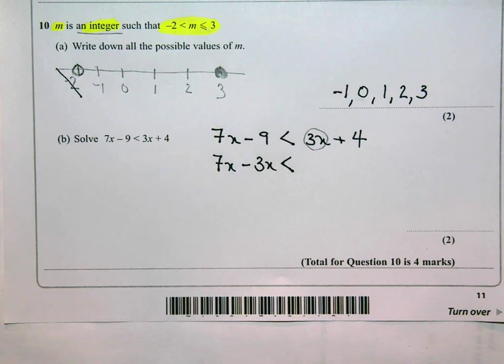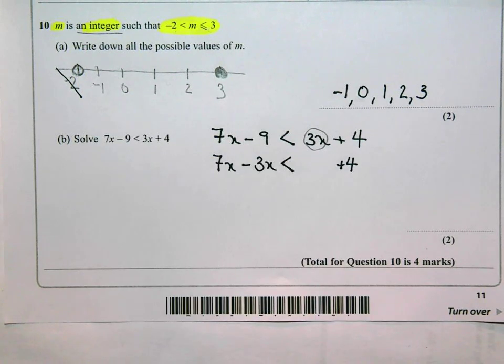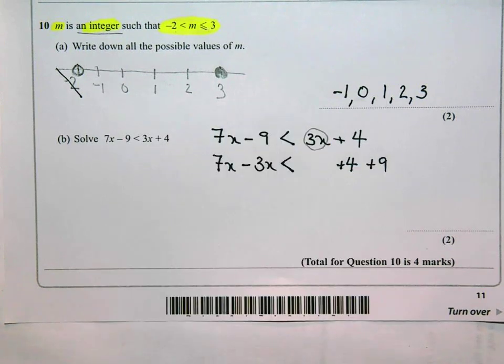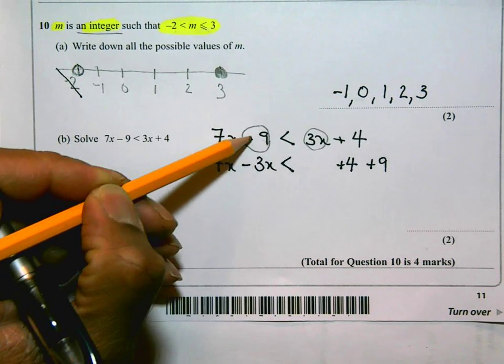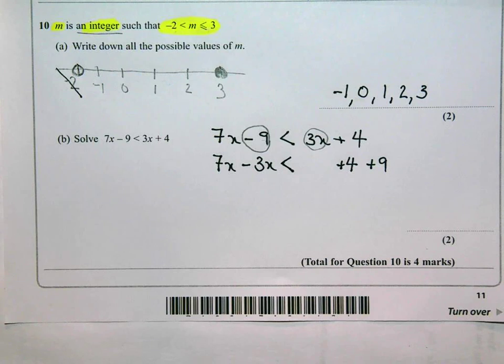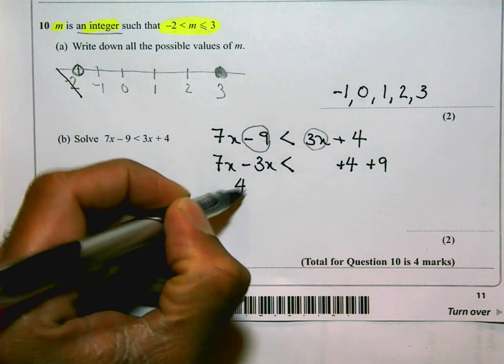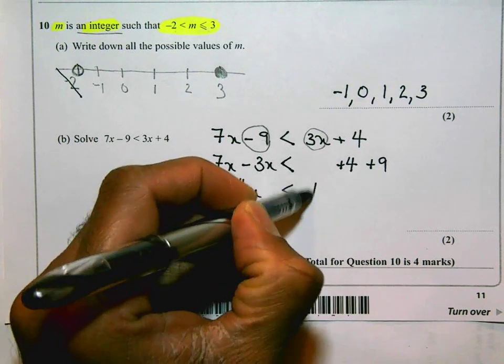I want to get all the numbers on the right-hand side. Now already I have positive 4 there. I need to bring that minus 9 across. When that minus 9 comes across, it's going to become positive 9. So do think about that. When that minus 9 goes across to the right-hand side, it's going to change sign, it's going to become positive 9. Now I just need to work these out. 7x take away 3x is 4x. 4x is less than, what's 4 plus 9? 4 plus 9 is 13.